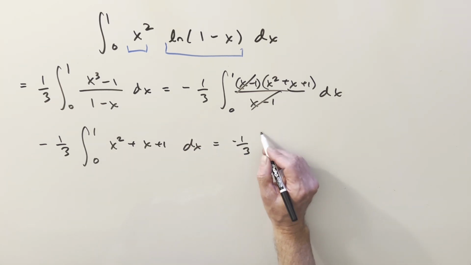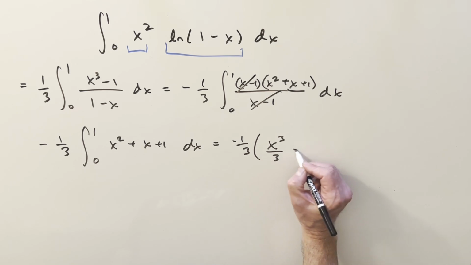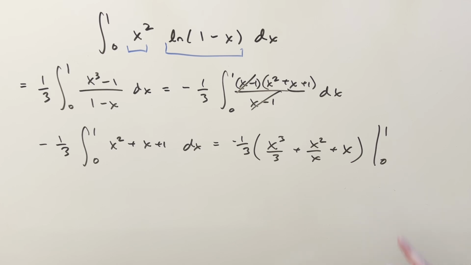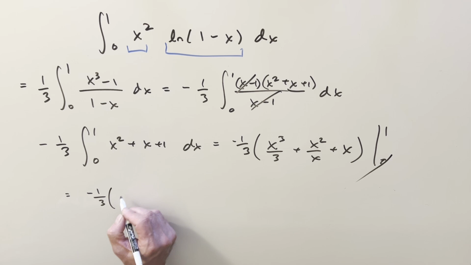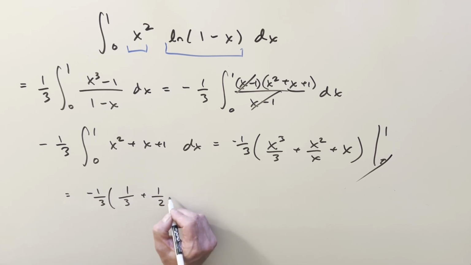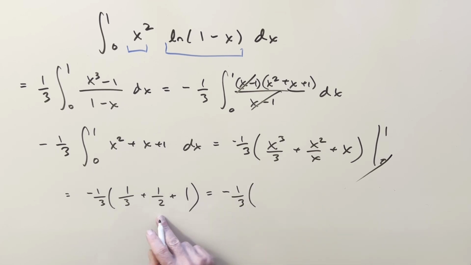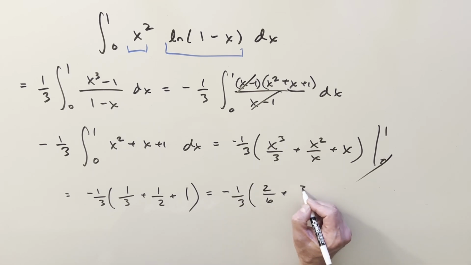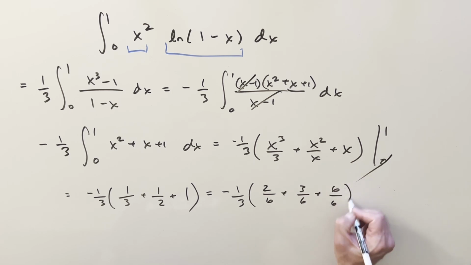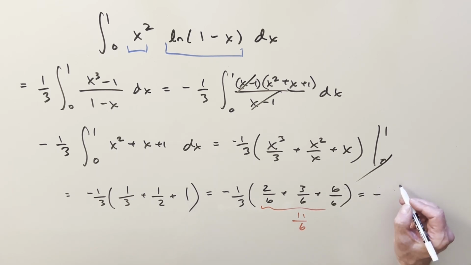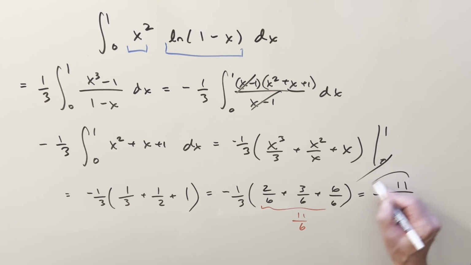Integrate on it, minus 1/3. This is all going to become x cubed over 3 plus x squared over 2 plus x from 0 to 1. When you plug in 0, that stuff's all 0. Plug in 1, what we have here, minus 1/3 times 1/3, 1/2, plus 1. Next, get a common denominator. We'll put everything over 6. So we'll have 2 over 6, 3 over 6, 6 over 6. This right here is just 11 over 6. Multiply 11 over 6 times minus 1/3. For my final solution, we get just minus 11 over 18, and that's it.